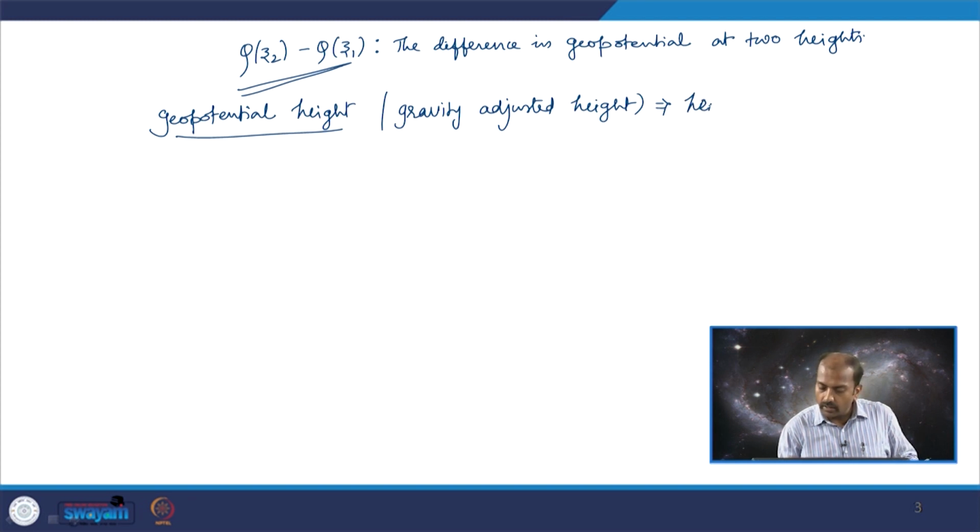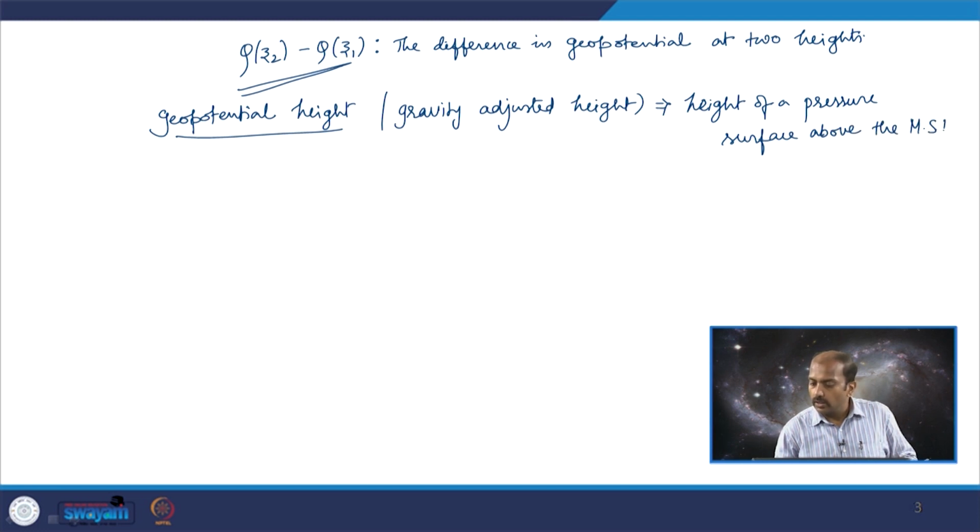Or we can also say that the geopotential height is the height of a pressure surface above the mean sea level. Now, the mean sea level is assumed to be at a pressure P0. And the most important thing is, if you take the height of a pressure surface, you are assuming that the pressure is changing only vertically upwards.